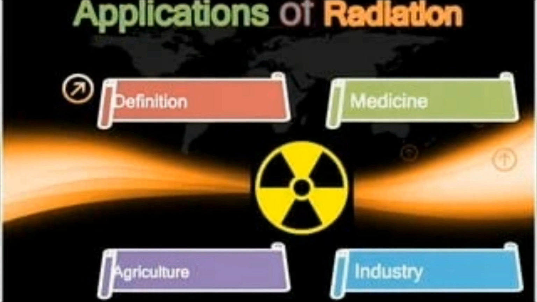Radiation is the emission of energy in the form of waves or particles. It can come from natural sources, like the sun, or man-made sources, like X-ray machines. Radiation has both advantages and disadvantages.